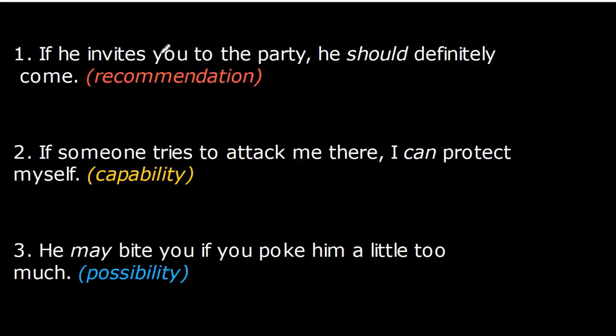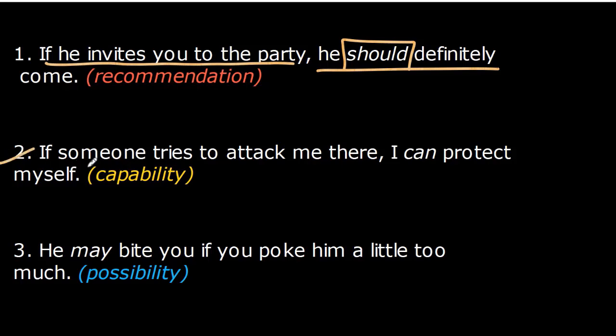Example number one: if he invites you to the party, if this happens, this will not happen, this should happen. I'm talking about something that should happen. Okay. If this happens, if he invites you to the party, this is something you should do. It's being recommended. All right.